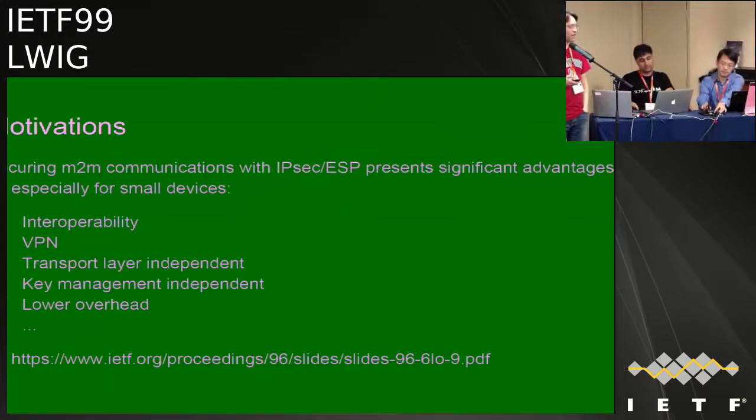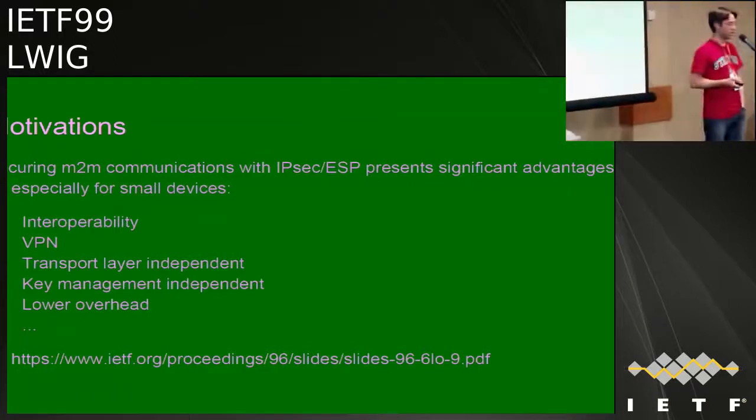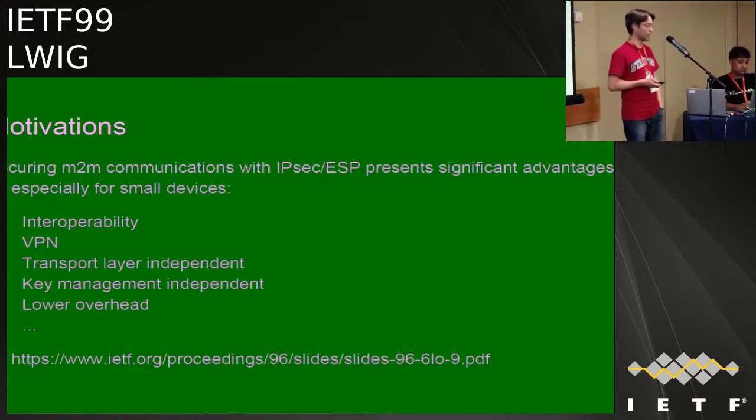Basically, this draft provides recommendations on how to secure machine-to-machine communication with IPsec ESP. IPsec ESP is believed to present some significant advantages for small devices, especially regarding interoperability, VPN, it's transport layer independent, it's key management independent, and it has a lower overhead than TLS. The presentation has already been made in Berlin at IETF 96 during the 6lo session.